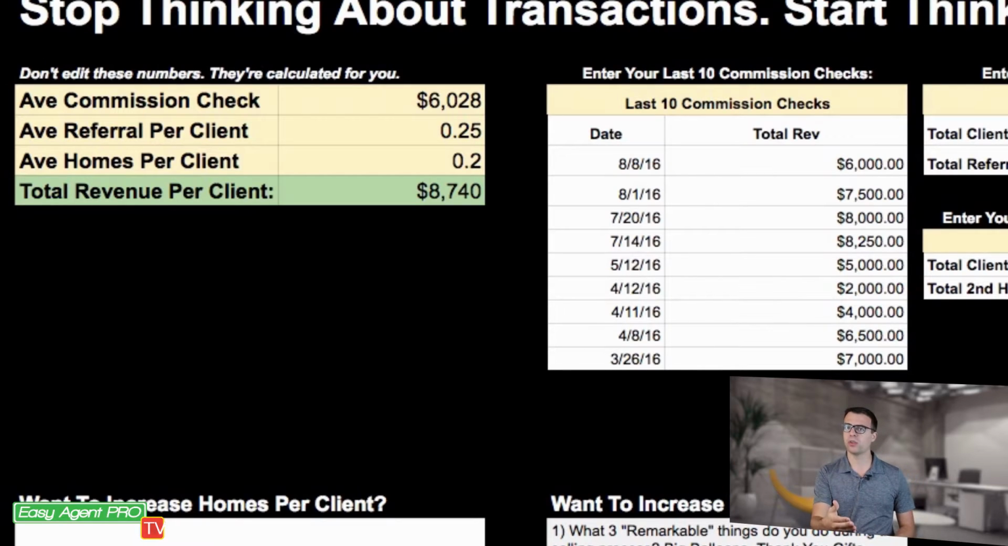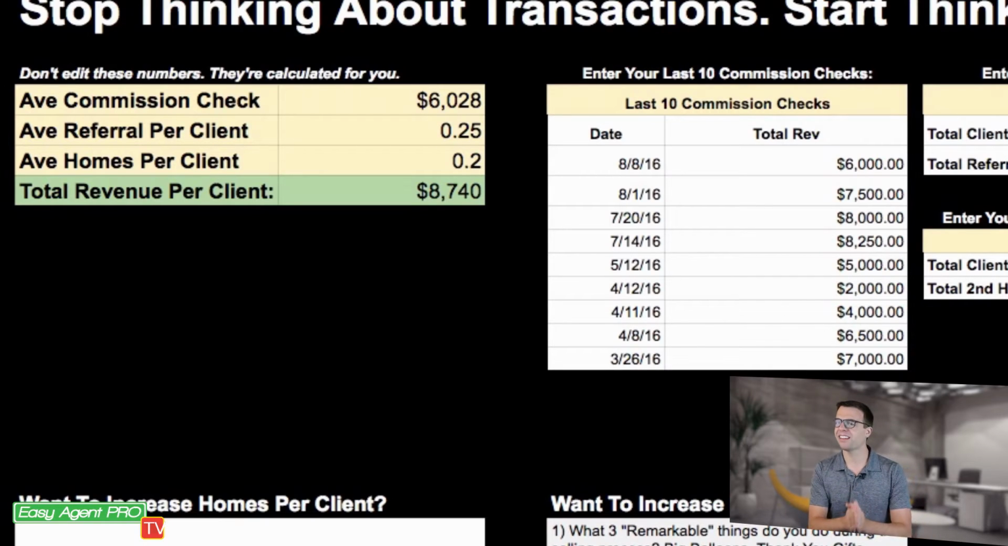So if I go get a new client, that means not only am I getting that $6,000, $7,000 average commission check, but I'm earning 0.25 of a referral for that transaction, right? Which then lets you spend more on ads, lets you invest more in your marketing to get that 1 client because you see further, right?